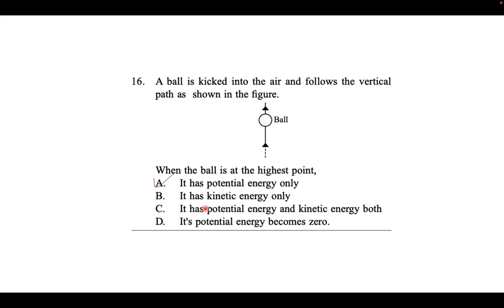When the ball is at its highest point, its speed becomes 0. So the kinetic energy of the ball is 0 at its highest point. It has only potential energy due to its height.